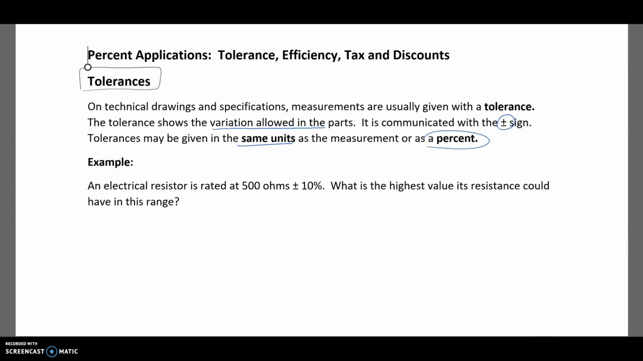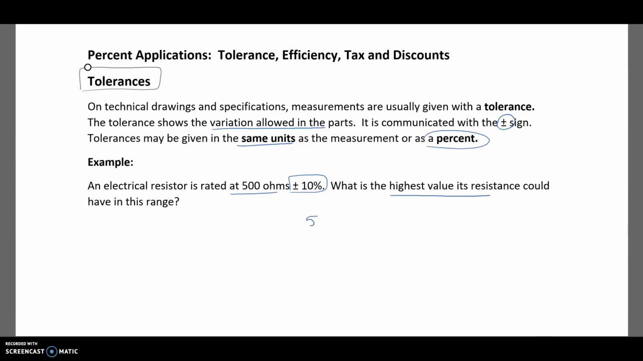Let's look at the first example. Here we have an electrical resistor rated at 500 ohms plus or minus 10%. This is sort of like saying the resistor is rated at 500 ohms, give or take 10%. So either 10% lower or 10% higher than that value. Here we want to find what is the highest value that the resistance could have in this range.